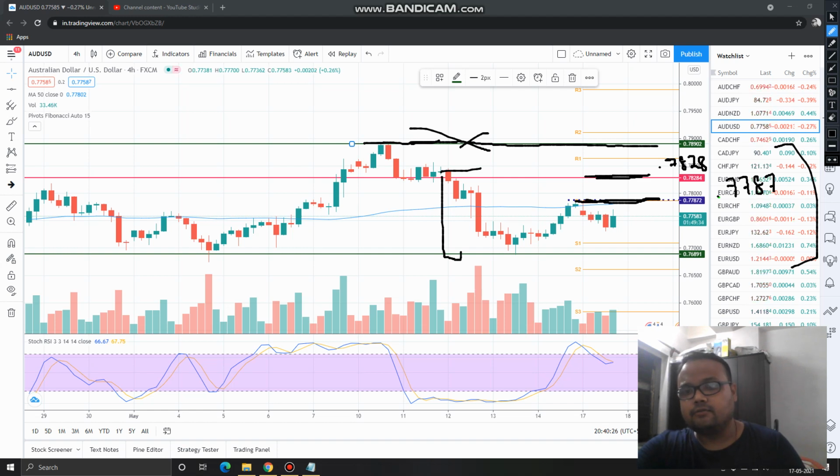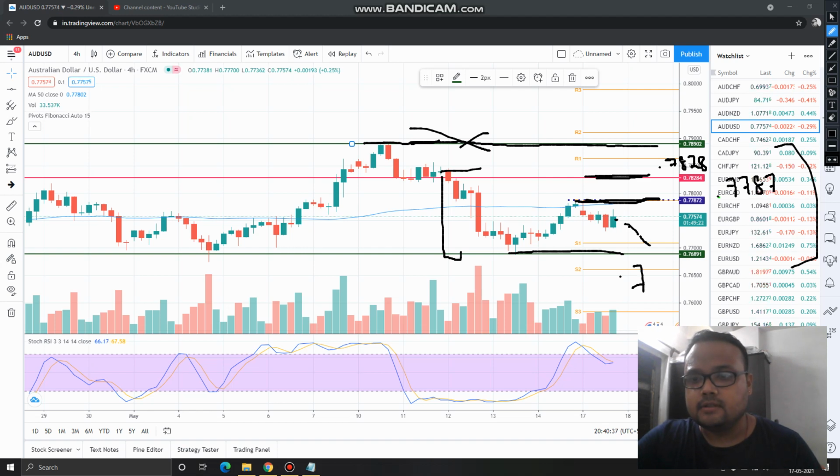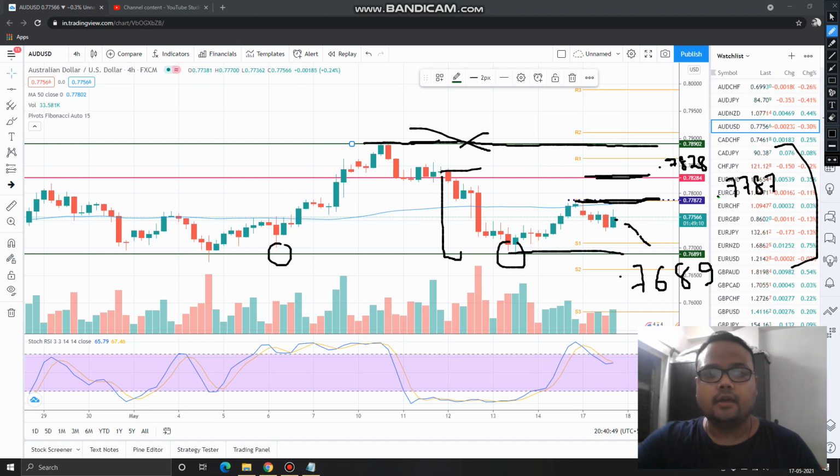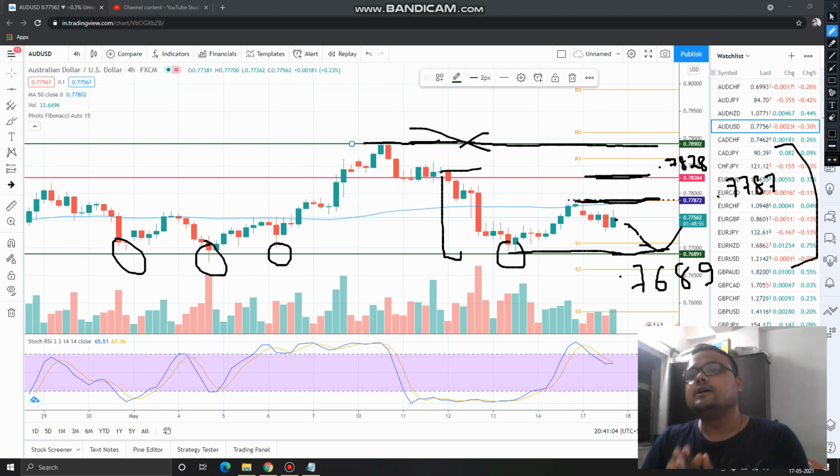In case the market comes down from this particular price level, then you may get a good buying opportunity at this price level, 0.7689. You can see that this level has provided support to the market on various occasions, here, here, here, here. So there is a possibility that if the market comes down and hits this price level, the market may bounce. If the market comes down to the 0.7689 level, then just watch and observe the price.